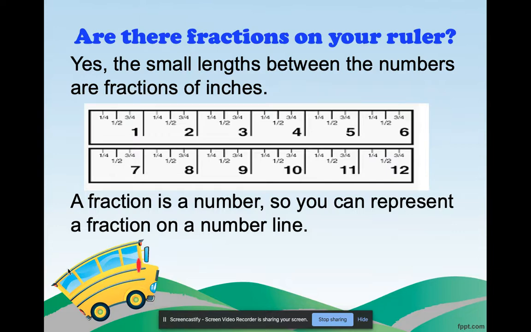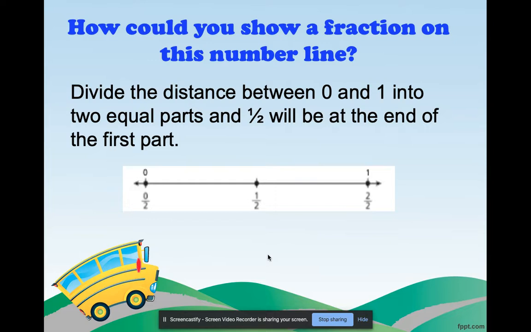Are there fractions on your ruler? Yes, the small lengths between the numbers are fractions of inches, what you see here. A fraction is a number, so you can represent a fraction on a number line. How could you show a fraction on this number line? If you divide the distance from 0 to 1 into two equal parts, then 1/2 right here will be at the end of the first part.